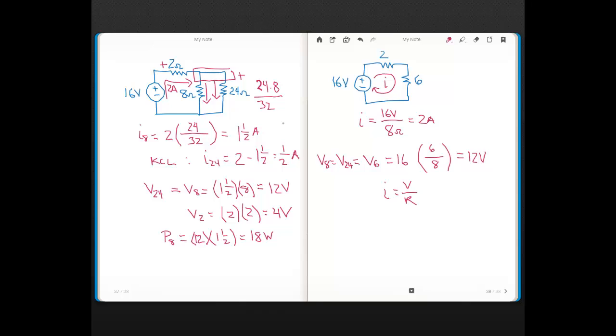So see, with problems like this, you can approach it from two different ways. You can approach it by getting the currents first, then solve for voltage using Ohm's law, or you can solve for voltage first, then solve for current. And then, of course, once you have voltage and current, power is just the product of those two quantities for each of the elements.